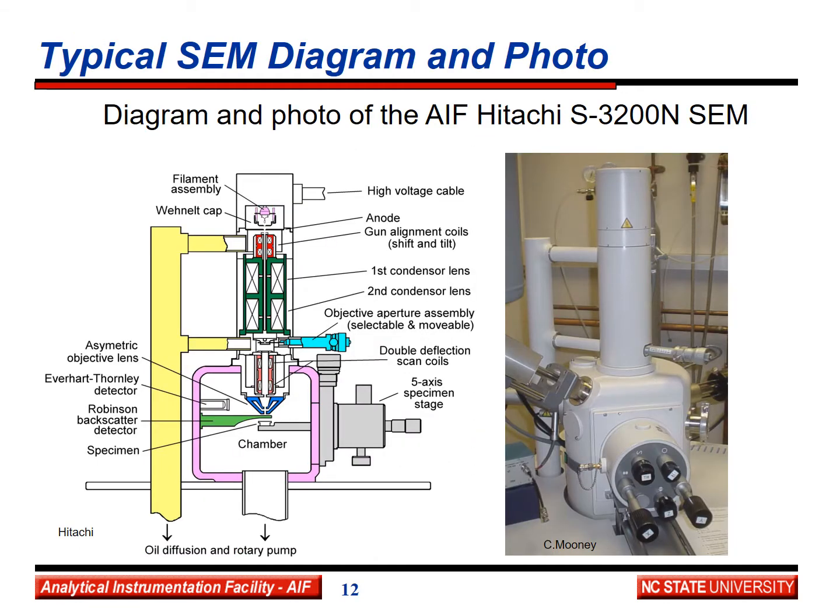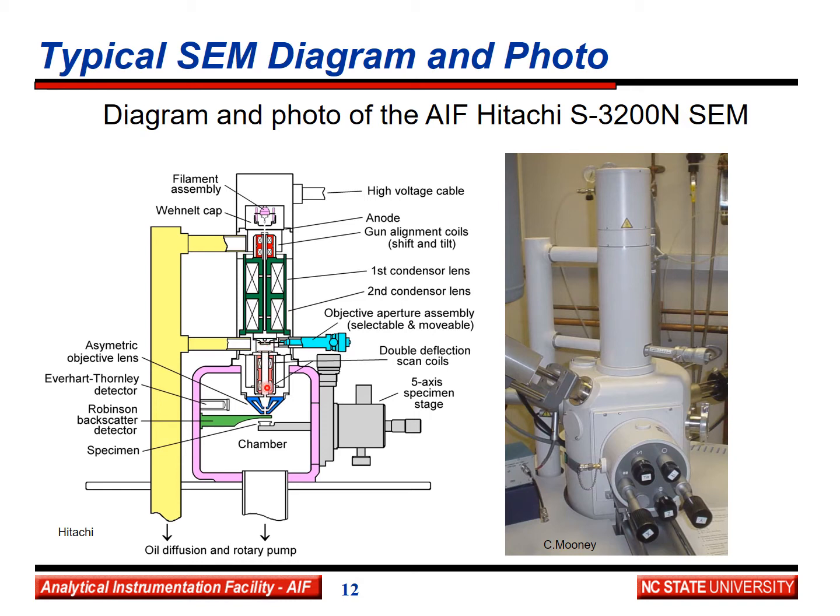Here is a diagram and photograph of a typical conventional thermal emitter SEM. This is the Hitachi S3200N SEM at the Analytical Instrumentation Facility. As we can see from looking at the diagram, at the very top of the column we have an electron gun, then there's a set of condenser lenses, there is an objective aperture which is in a virtual position between the condenser lenses and the objective lens.